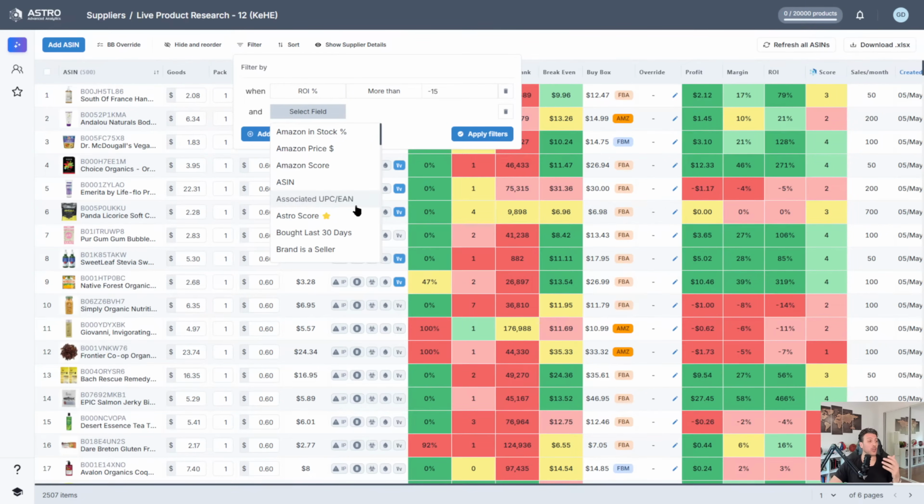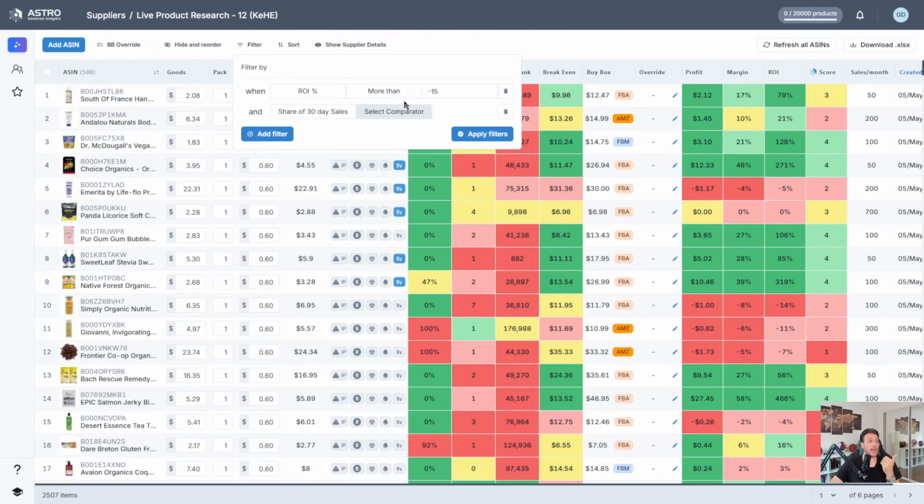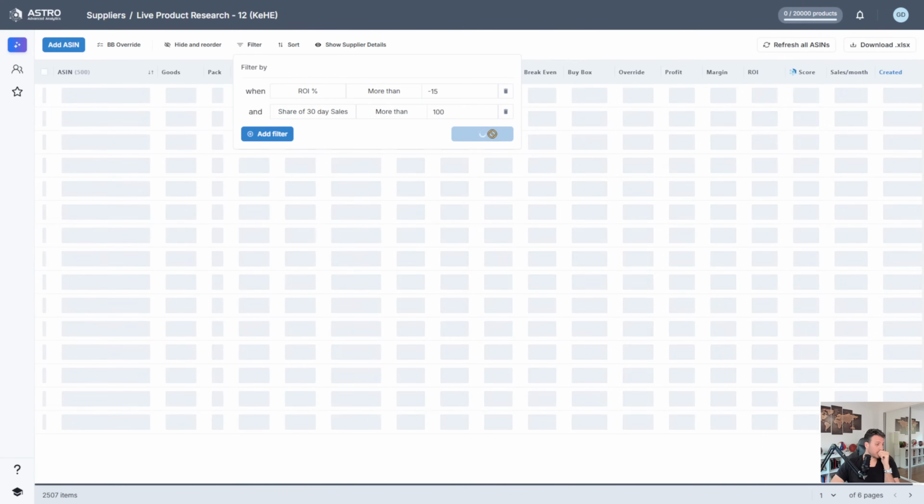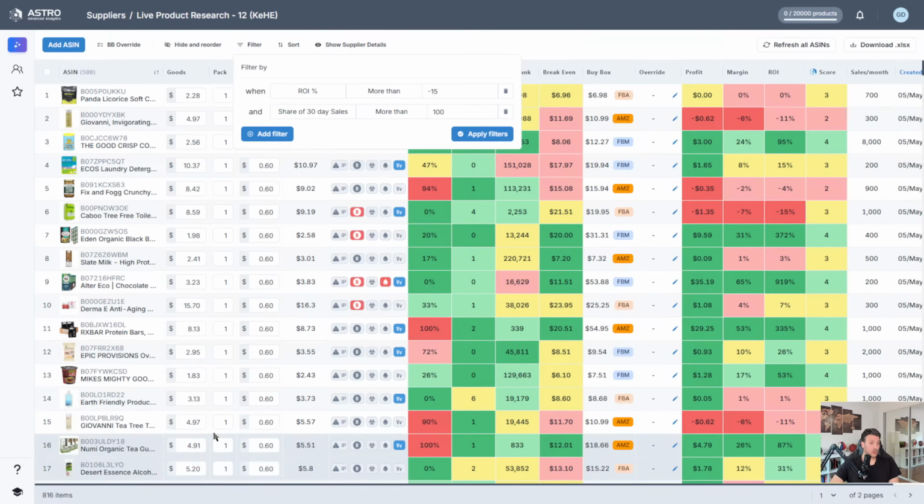So I want to filter not by the sales volume, but by the sales volume divided by the competition. So to do that, I'm going to scroll down to share of the 30-day sales. And I want to look at products that, allocated just to me, is more than 100 units per month. So let's just do that and apply these filters. So all of a sudden we're down to 816 items. So we're slowly going through this list.